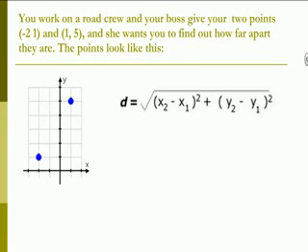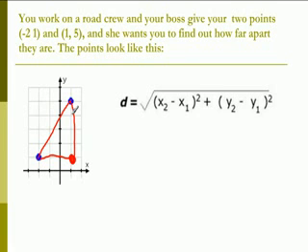Alright, now we're going to move on to the distance formula. In this problem, it says you work on a road crew and your boss gives you 2 points, -2, 1, and 1, 5. And she wants you to find out how far apart they are. The points look like this. Well, you can't really count from here to here, okay? Like you can count from these points.